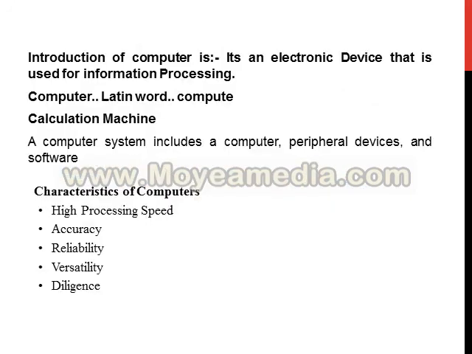Moving ahead, this is an introduction of the computer, an electronic device that, as we already told, is used for information processing. Also, compute is a Latin word, from which the word computer comes. It is used for calculation. A computer system includes the computer, peripheral devices and software.